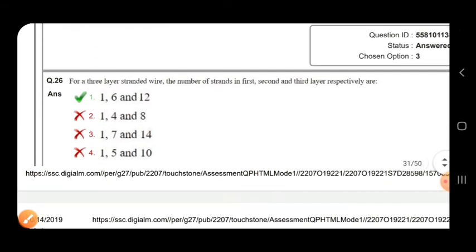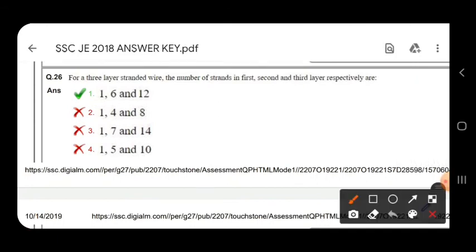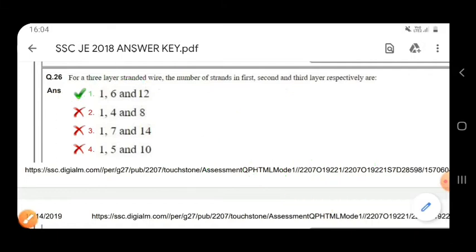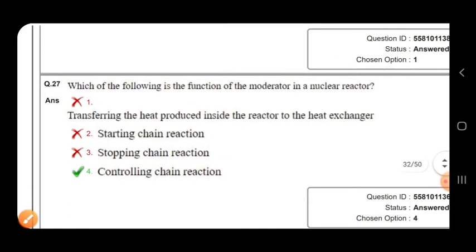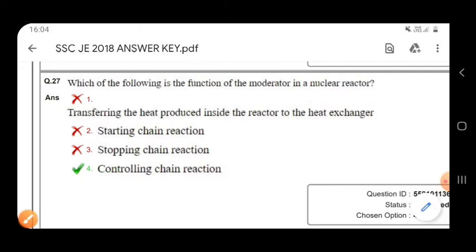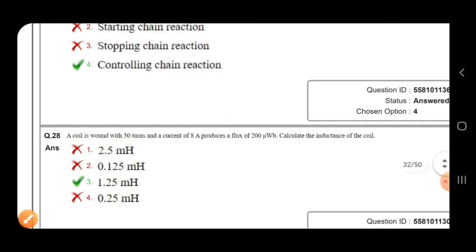For a 3-layer stranded wire, the numbers of strands in the first, second and third layers are respectively 1, 6, 12. Friends, you just have to remember the formula 3n into n plus 1 plus 1. Here the layer is 2, so put n equals 2. 3 into 2 equals 6, 2 plus 1 is 3, plus 1. So you will find the total number of conductors is 19. Option number 1 is correct. Which of the following is the function of a moderator in a nuclear reactor? Basically, controlling the chain reaction is done by the moderator.